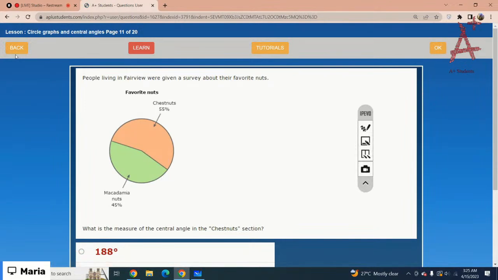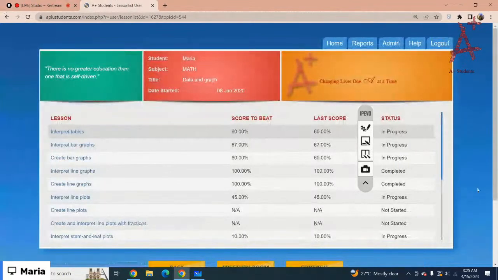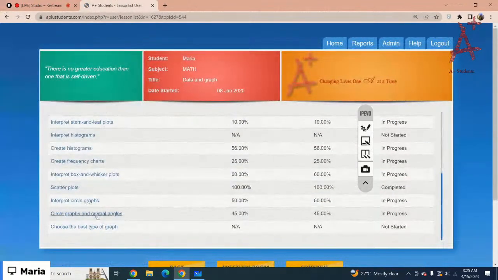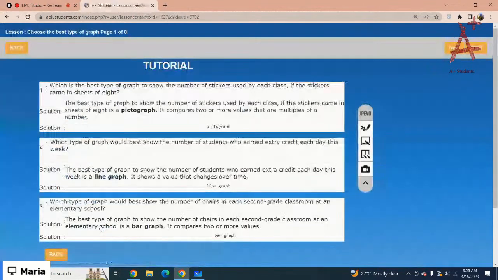And the next lesson is the last lesson of the chapter, which is choosing the best type of graph. So we have learned so many types of graphs now. Now we're going to learn which graph is best for which situation. Got it? Which is the best type of graph to show the number of stickers used by each class if the stickers came in sheets of 8? The best type of graph is a pictograph. Got it?